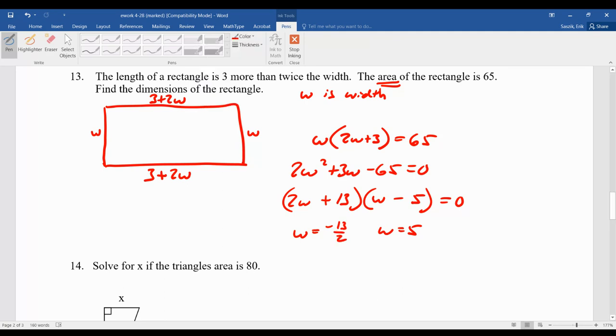But remember, the width of a rectangle cannot be negative. So that answer gets crossed off. Doesn't make any sense. Find the dimensions of the rectangle. We got a width of 5.